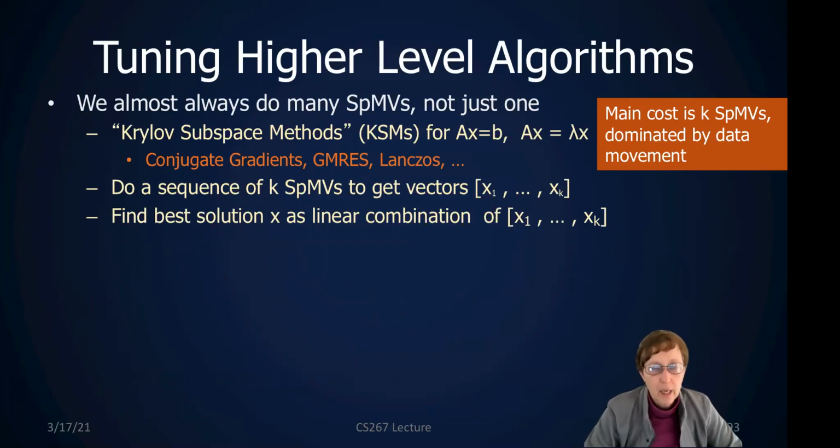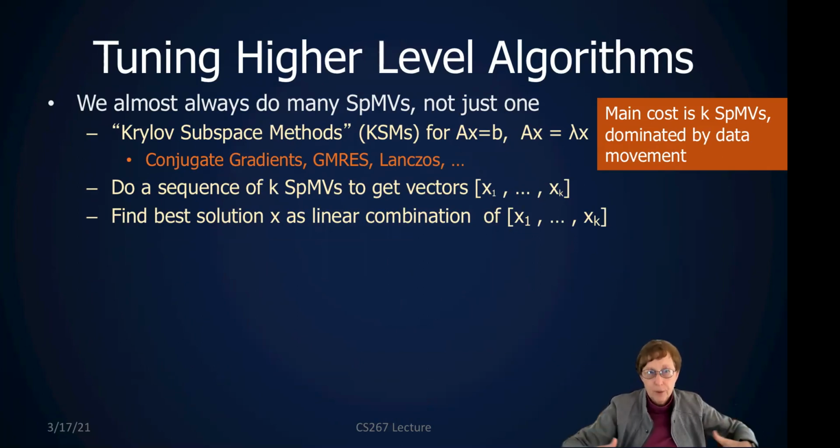So let's look at a class of algorithms called the Krylov subspace methods. This includes things like conjugate gradients, GMRES, Lanczos, and other algorithms where we're computing a bunch of different vectors based on a sparse matrix vector multiply. We do a series of, say, k of these SpMVs to get these k vectors, and then we're going to find the best solution as some linear combination of those k vectors.